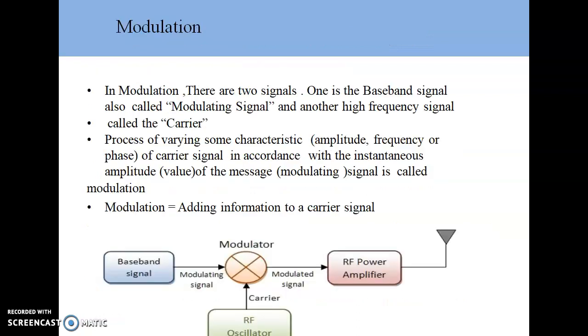Now let us understand what is modulation. For modulation, we need two signals. One is the baseband signal, also called the modulating signal or your information signal, which is a low frequency signal. And another, a high frequency signal, which is called the carrier.